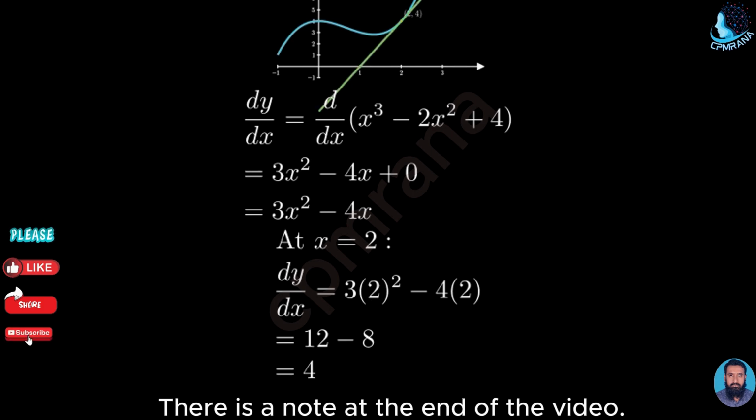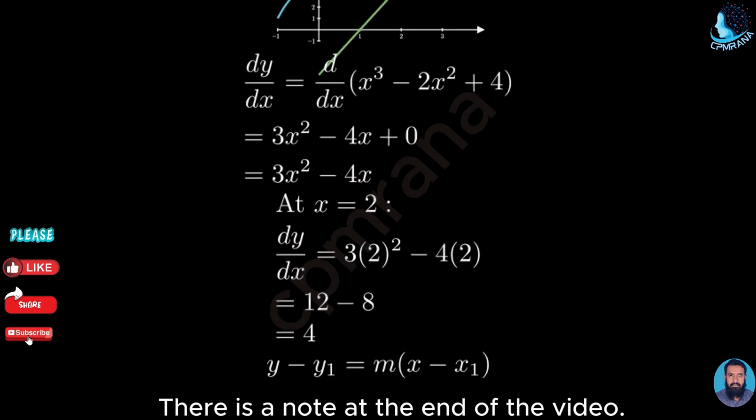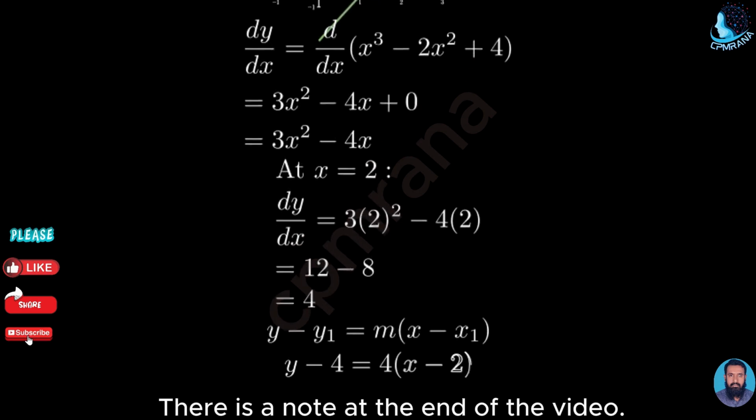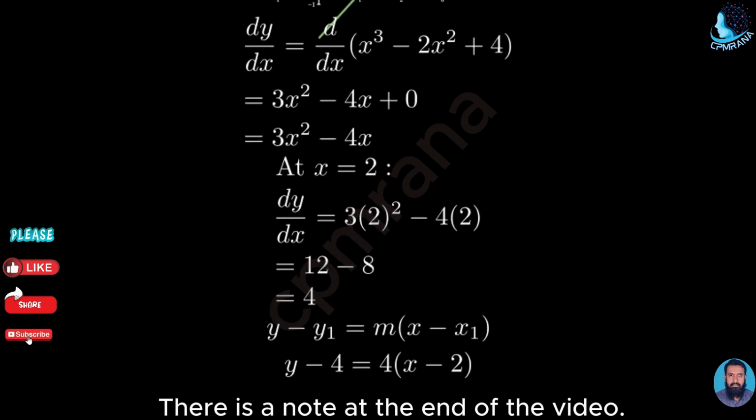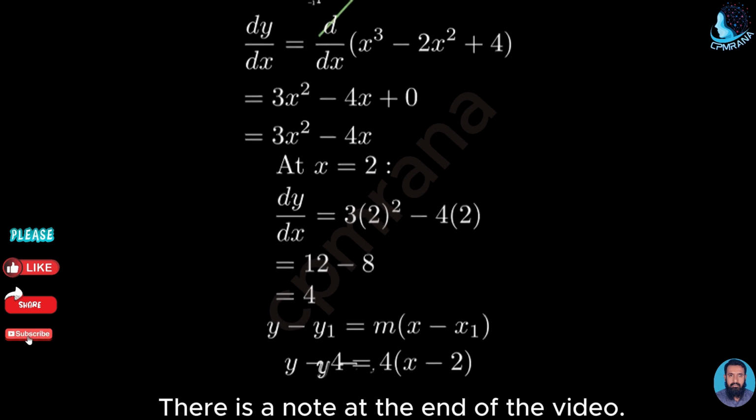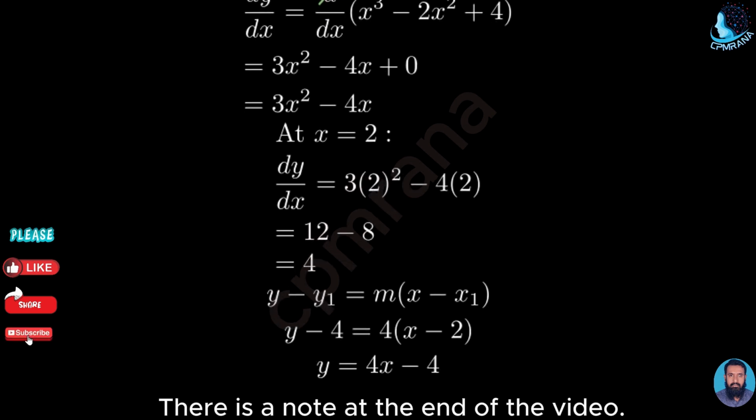Let's visualize this on our graph. To find the equation of the tangent line, we'll use the point-slope form. y minus y1 equals m times x minus x1, where m is our slope. Plugging in our values, y minus 4 equals 4 times x minus 2. Simplifying, we get y equals 4x minus 4.